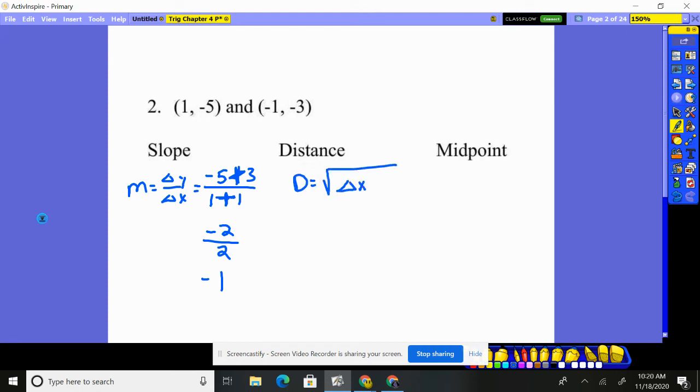Distance between them. It's the change in your x's squared plus the change in your y's squared. So how far apart are my x's? 1 and -1, that's a difference of 2. So 2 squared. Difference of -5 and -3 is 2. So that's 2 squared. So 4 and 4, it's the square root of 8.